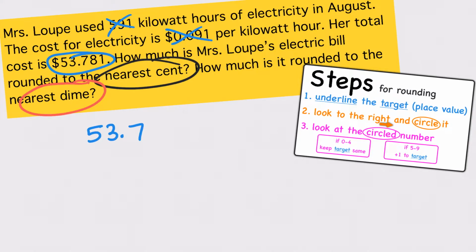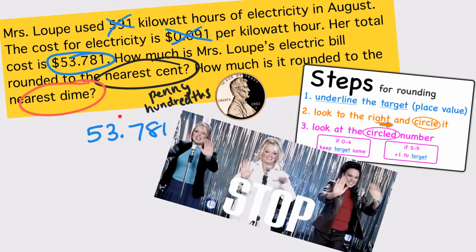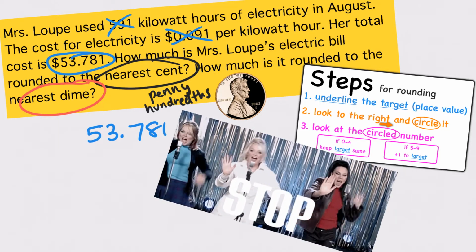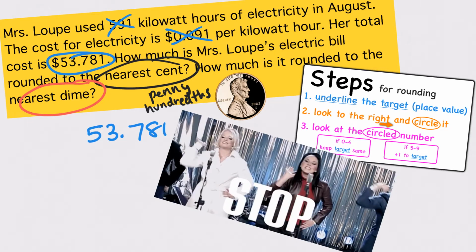So 53 and 781 thousandths. And we'll start with this one right here. We'll round to the nearest cent first. And if you think about money, this is 1 cent. So the nearest cent means the penny. And in our last video, we talked about how the pennies place is the hundredths place because it takes 100 of these pennies to make one whole. So we're actually going to round to the hundredths place here. And I actually want you to stop the video here and try rounding this to the hundredths place. Then start the video again and check your answer. But I want you to try it on your own because that's how you're going to get better at this.